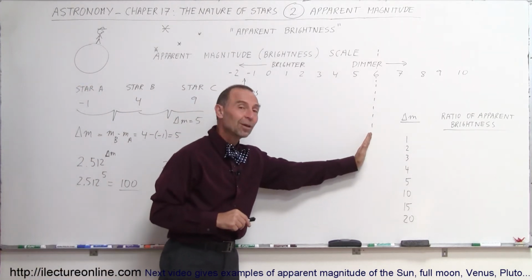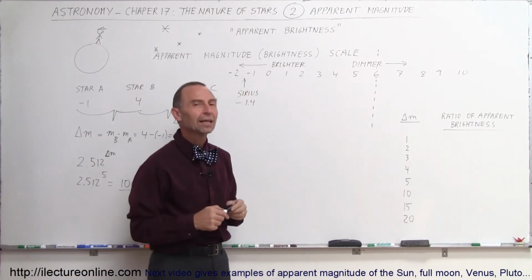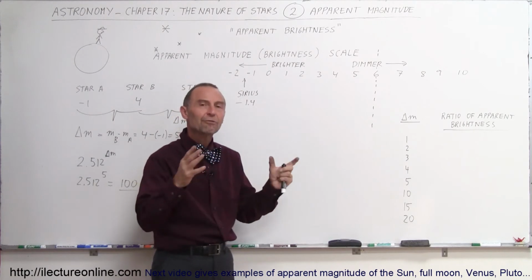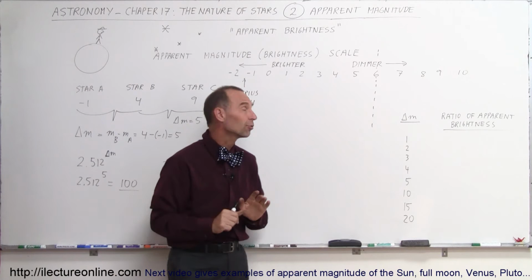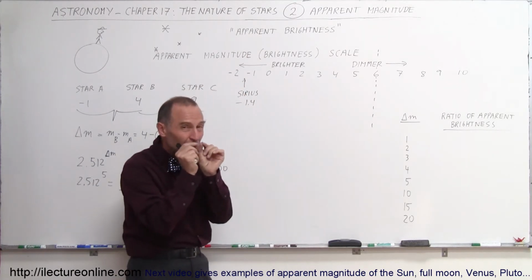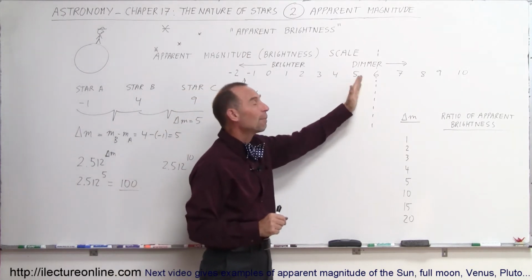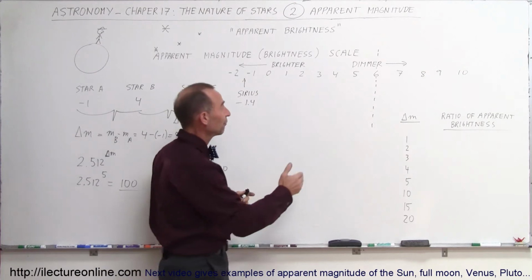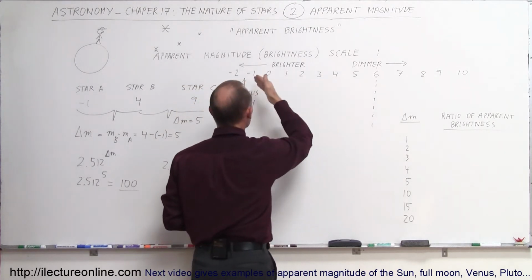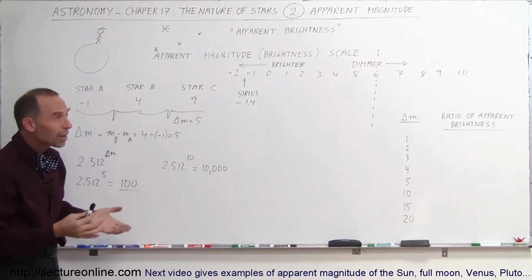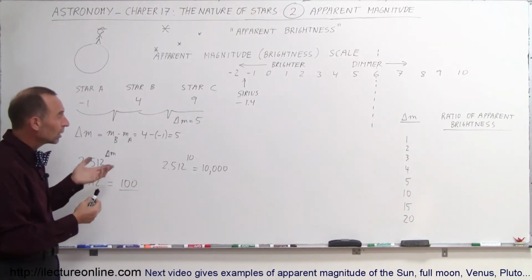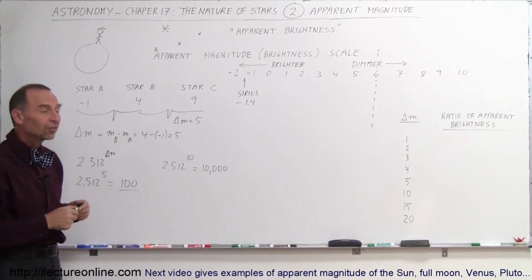+6 is the dimmest stars that we can see with the naked eye. If you go out in a clear environment, in the desert, in the mountains where there's no street lights whatsoever, and you look into the dimmest stars possible, they have a magnitude of about +6. So the difference between +6 and -1.4 is about 7.4 magnitudes, and that is about, I would say, about 20 times 10,000, 200,000 times different.